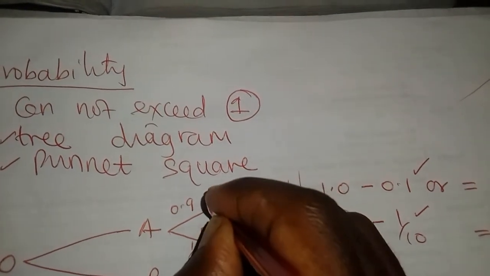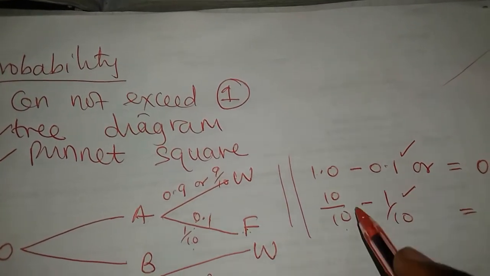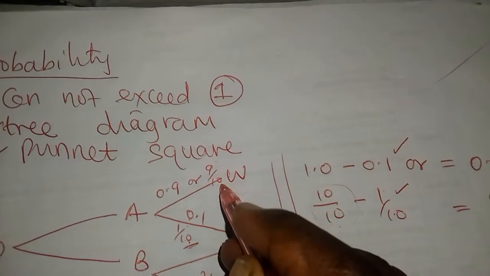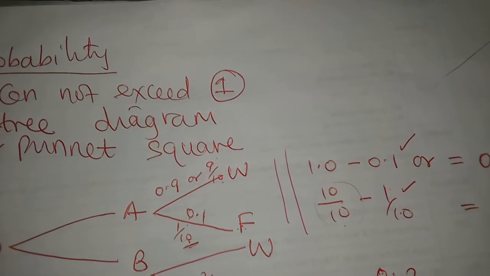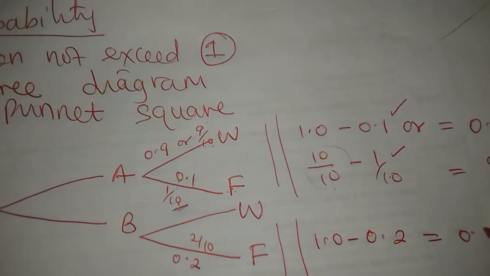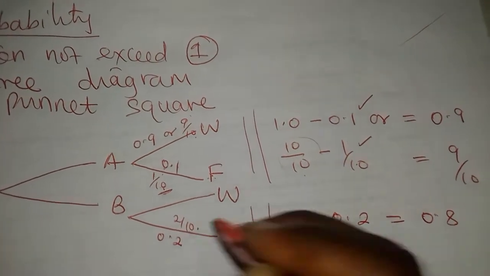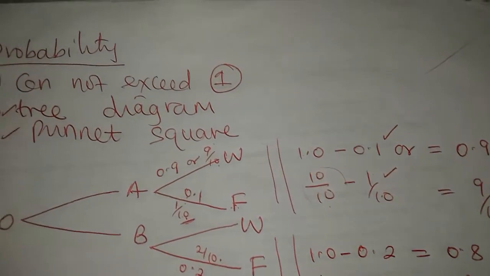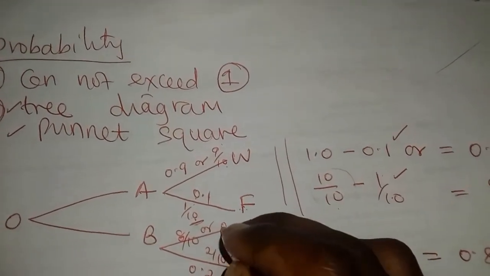So if it is working, it can be 0.9 or 9 over 10. Why? Because 10 over 10 is the total fraction because the denominator is 10, then subtract 1 over 10 failing. So working is 9 over 10. Good. The same thing applies here. I'm going to say 0.2, the probability of B failing. So from the total, I will say 1 minus 0.2. That gives me 0.8. Good. Then I can as well say 10 over 10, because the denominator is 10 here, then I say minus 2 over 10. This gives me 8 over 10, or you can as well say 0.8.